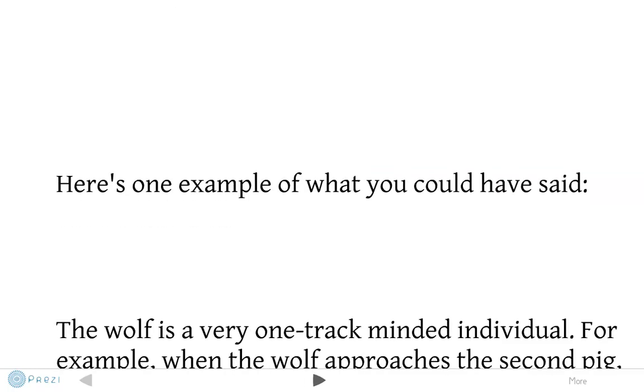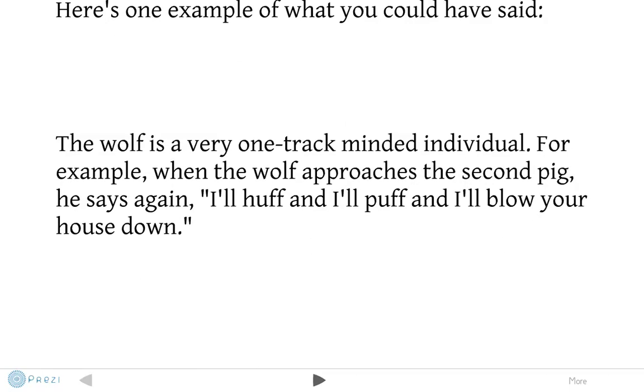Okay, here's one possibility of what you could have said. You could have said the wolf is a very one-track minded individual. We're doing our character analysis there. For example, that's our transitional phrase. When the wolf approaches the second pig, he says again, "I'll huff and I'll puff and I'll blow your house down." So again, it shows the one-track mindedness of the wolf, so it was a good choice of quote. We're giving the context. He's doing it again as he approaches the second pig. So we have our TSQ, and the quote is much better this second time around.